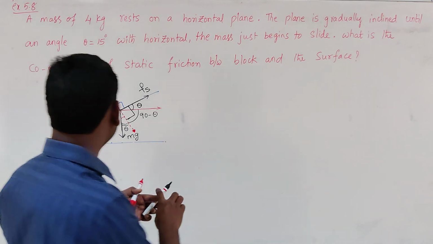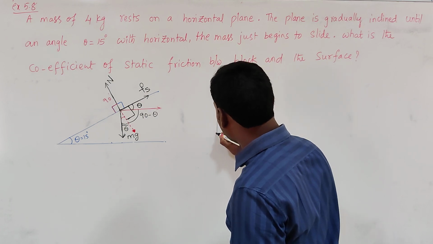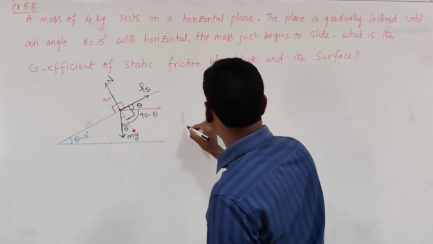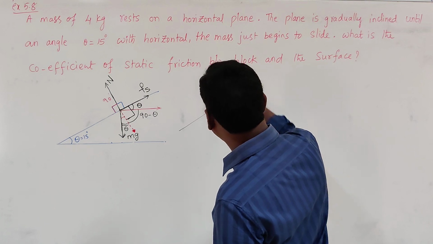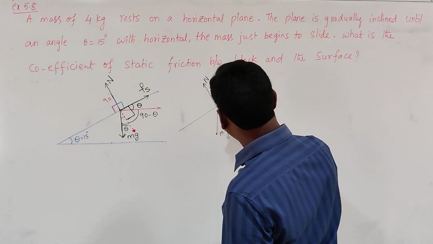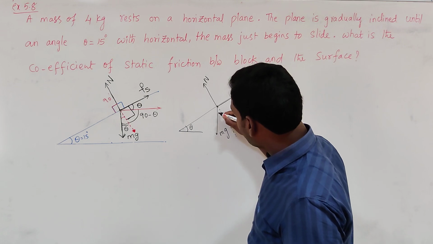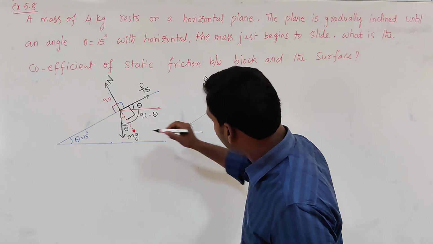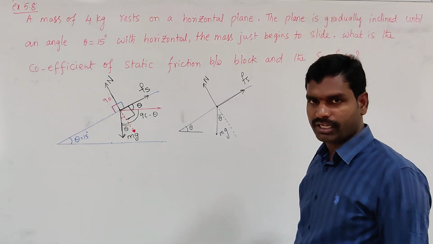So the free body diagram is like this now. mg is acting downwards, and this is the inclination, this is the normal force, and this is the frictional force, and this is down opposite to the normal force. If this angle is theta, the angle between the dotted line and the downward direction will also be theta. I explained already how it will become theta.